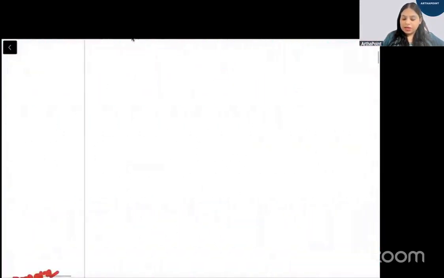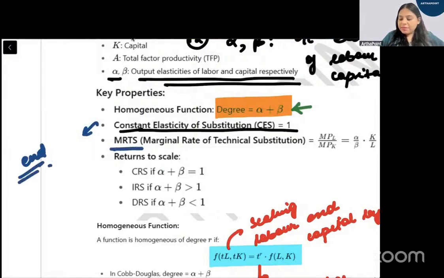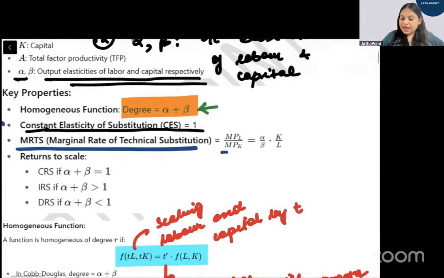Okay. Now, next, it has constant elasticity of substitution. I will talk about this in a while. We'll keep it towards the end. The MRTS is MPL by MPK, which is alpha by beta, K by L. So let's talk about this.